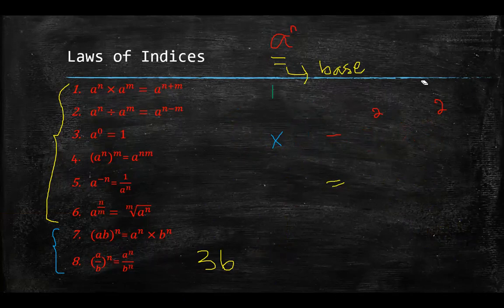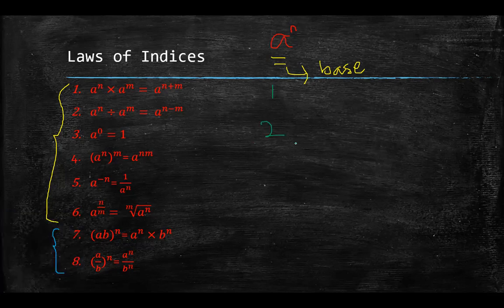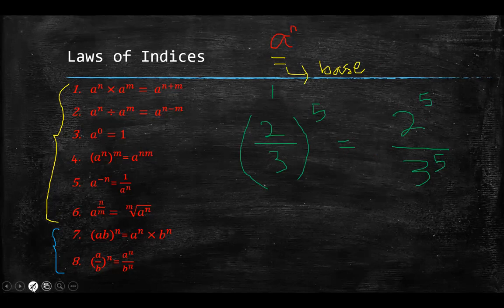Last rule. Two different bases again. So say I have 2 divided by 3, and this whole thing raised to the power of 5. According to this rule, this would be the same as 2 raised to the power of 5 divided by 3 also raised to the power of 5. So if you just punch it into a calculator, let me do it now to prove to you that the rule is actually correct.